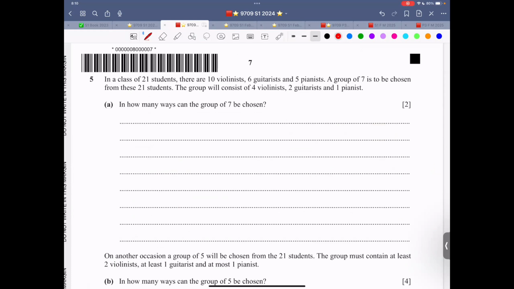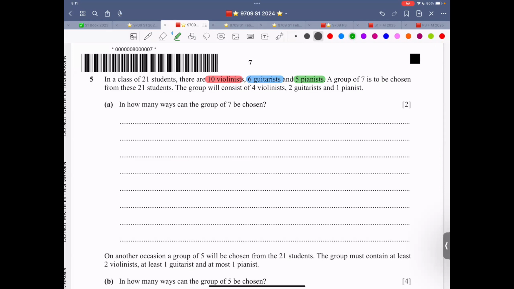Now it says the first part is again very basic. In a class of 21 students, what do we have? We have 10 violinists, and that's 10V, and 6G, G for guitarist, 5P, 5 for pianist. So let me write over here. The first part is basic, so I won't waste my energy on that.